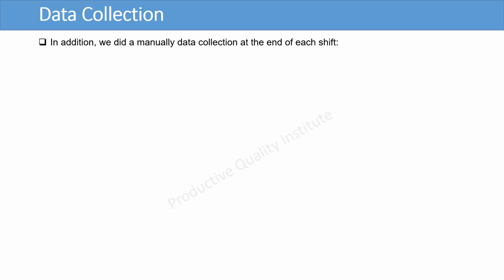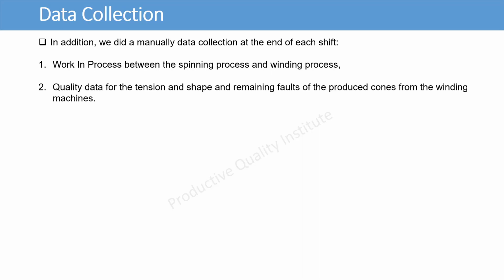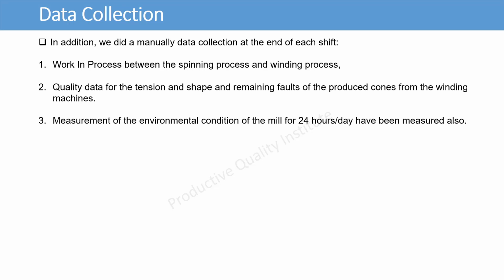In addition, we did manual data collection at the end of each shift: work in process between the spinning process and winding process, quality data for the tension and shape, in addition to the remaining faults of the produced cones from the winding machines. Measurement of the environmental condition of the mill for 24 hours per day has been done also.